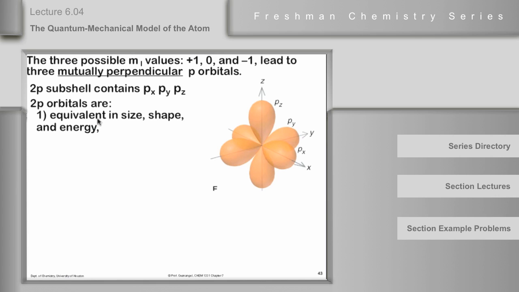Some things we can say about 2p orbitals. They are equivalent within one subshell. They're equivalent in size, they have the same shape, and they have the same energy if you're all in one subshell. The n equal to 2, L equal to 1, p subshell has these 3 orbitals. They all look the same. They differ only in their orientation. Okay?